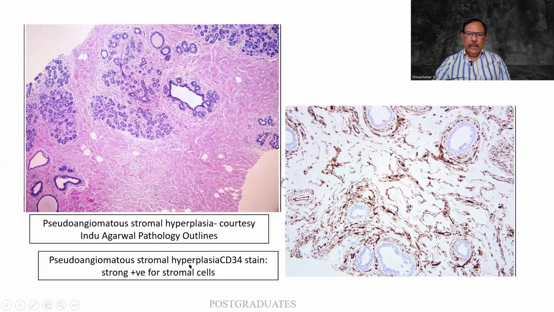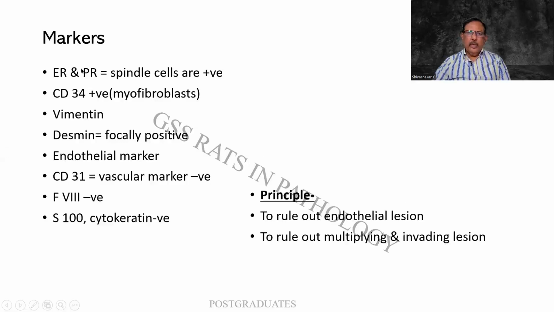But then, when a special stain is done with CD34, there is a marked positivity of the stromal elements. You find that the ductal elements, the parenchyma, are negative. So what are the markers? For any of the lesions, it will be better that we have a list of the markers so that ultimately you become very fluent with immunohistochemistry.